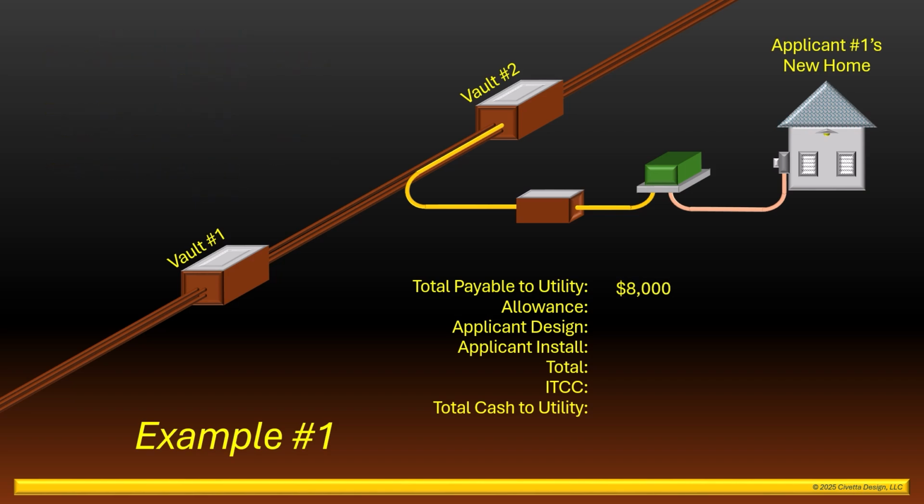However, since this is a residential home project, the utility will grant to the applicant an allowance to help cover the cost of the construction. In this example, the allowance is a fixed value for permanent residential homes of $3,250.